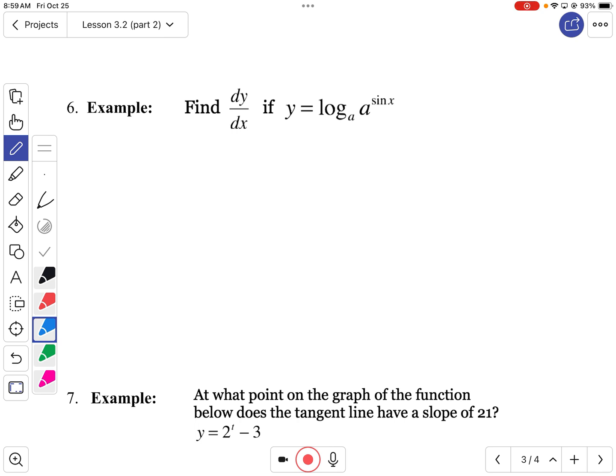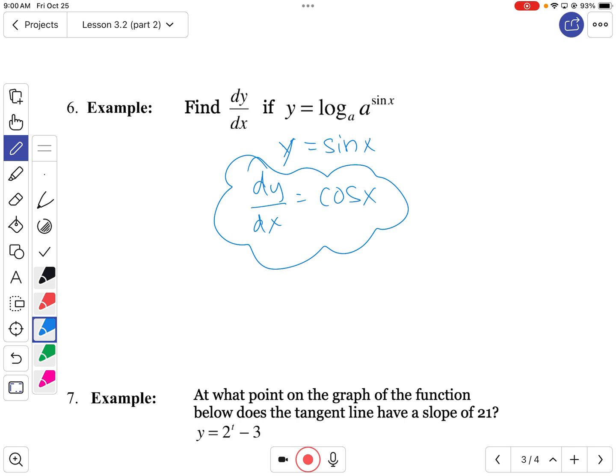Yeah, I would simplify before I started. Because if I know my logarithm properties and I'm looking at it, log base a of a to the sine x is just what? It's just sine x. So y is equal to sine x. So what's dy dx? Cosine x. Now, had you done the whole logarithm thing, it would have worked out eventually to cosine of x, but it would have taken a lot more algebra. So you've got to be diligent.